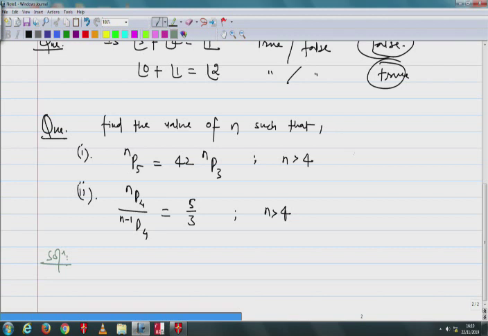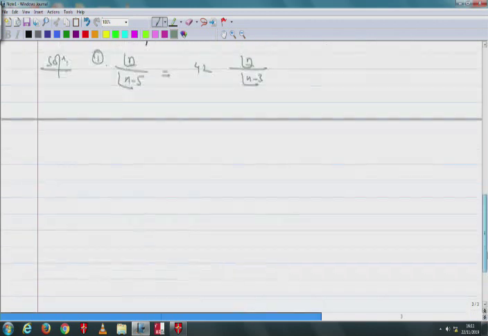Now what is nPr? nPr is n factorial divided by (n minus r) factorial. There is no r factorial in the denominator, right? That is nCr. Is that clear? So you see, nP5, what does that mean? n factorial divided by (n minus 5) factorial equals 42 times n factorial divided by (n minus 3) factorial, right?